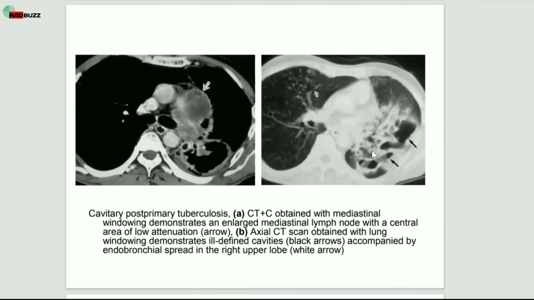So this is a big cavitary lesion. We can see cavitation, volume loss, and thick walls of the cavity in the left upper lobe. And on the right side, you can see these tree-in-bud nodularity, small scattered nodules. So this is typical of reactivation tuberculosis. We can see necrotic nodes as well.